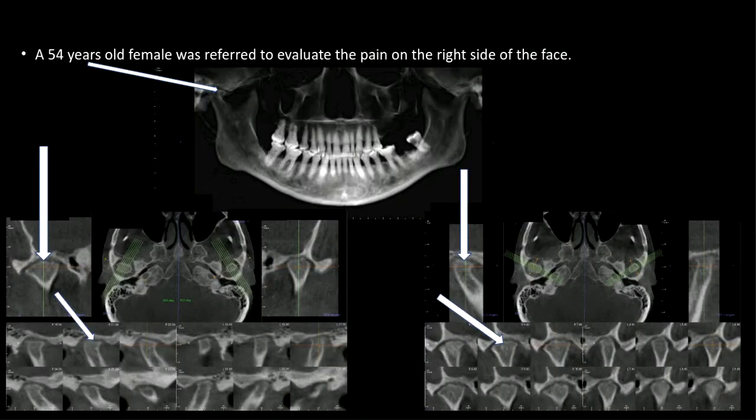And I want to share a case from my own private practice, which was sent to me. This is a 54-year-old female who was referred to me, and she has pain on the right side of the face. When you make cross-sectional slices, you can see these 6 slices, 1, 2, 3, 4, 5, 6, are these 6 green lines, and these are the parasagittal views. Basically, you will see there is flattening, bird beak appearance, and sclerosis.